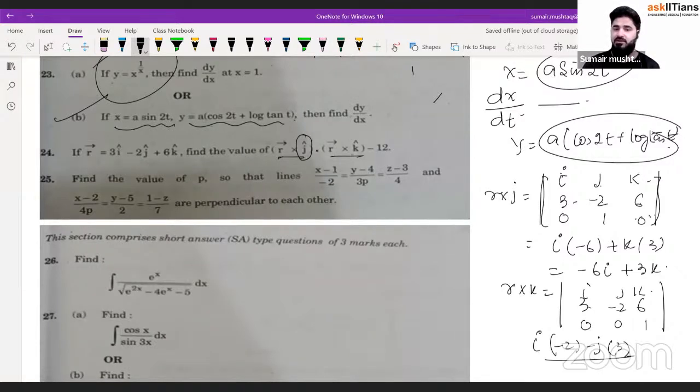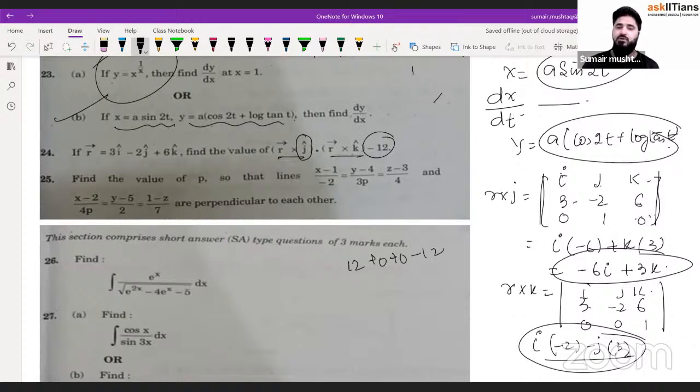Now you need to find the dot product of these two. What is the dot product of these two? 2 into 6, that is 12. 3 into 0, there is no j coordinate, that is 0. And here there is no k coordinate, so it will be 0. And it is saying negative 12. You have to find r, the dot product of these two, minus 2. So this is 0. The answer of this thing is 0. Fine.